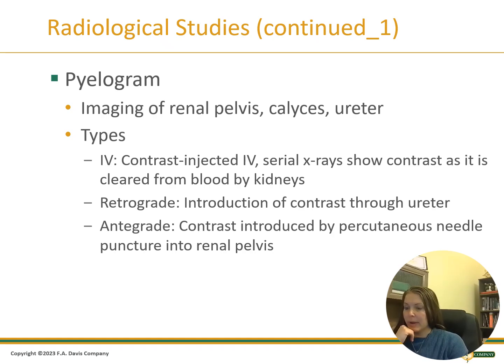We can have a retrograde pyelogram, so the contrast is introduced directly through the ureter via a catheter. So this is usually done during cystoscopy. We have the antegrade pyelogram, so contrast is placed into the renal pelvis by a percutaneous needle puncture. So pyelograms showing our kidney drainage pathways and if we have any blockages or abnormalities. So that's your drainage.